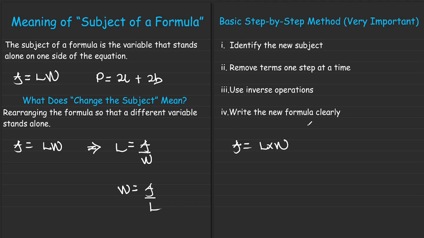If there are more terms, such as P equals 2L plus 2B, and we want to make L the subject, then we will need to move the other terms. By the other terms, we mean you would move this term, then come and move the 2 as well. So you remove the terms one step at a time, and you do so by using the inverse operations, after which we write the new formula clearly.